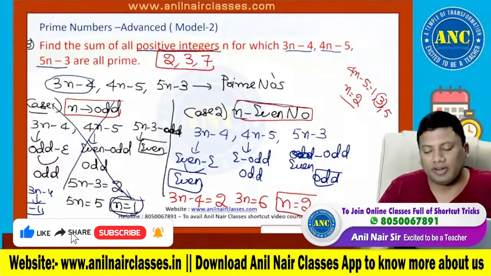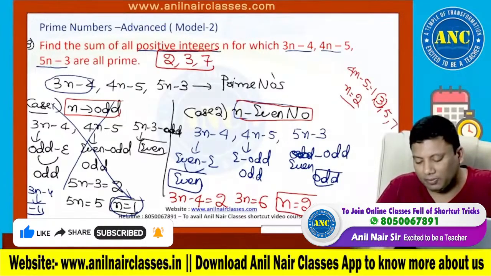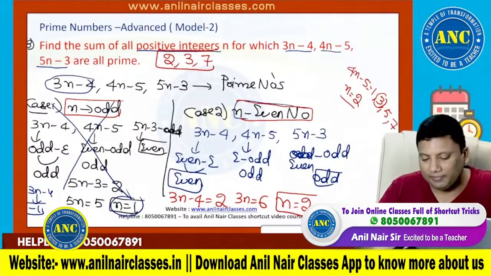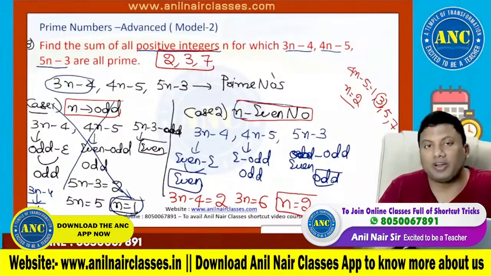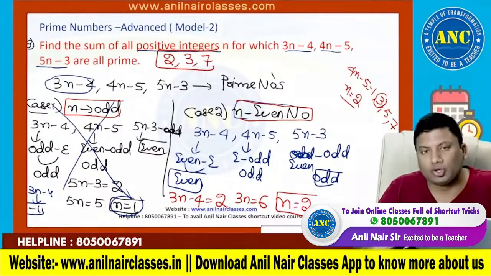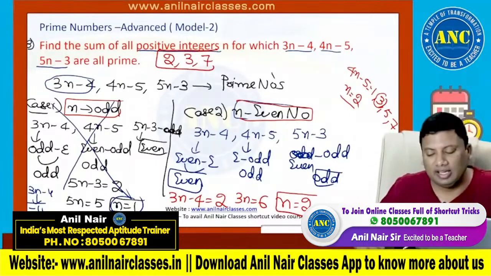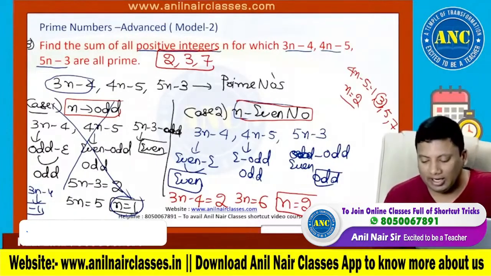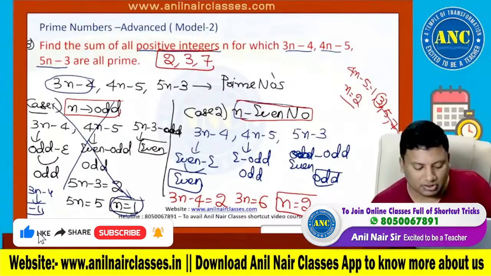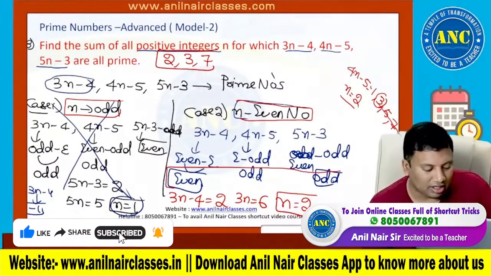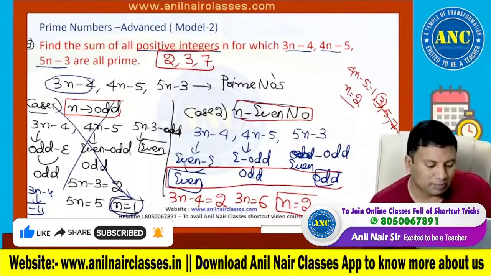Now 4n minus 5 is 5: n value is 10 by 4, not possible. If 4n minus 5 is 7, 4n is 12 and n is 3. If n is 3, I am telling that n is an even number, so it is not possible. Like that, further cases are not possible. Even, odd, odd: the only even number that is possible is 2.